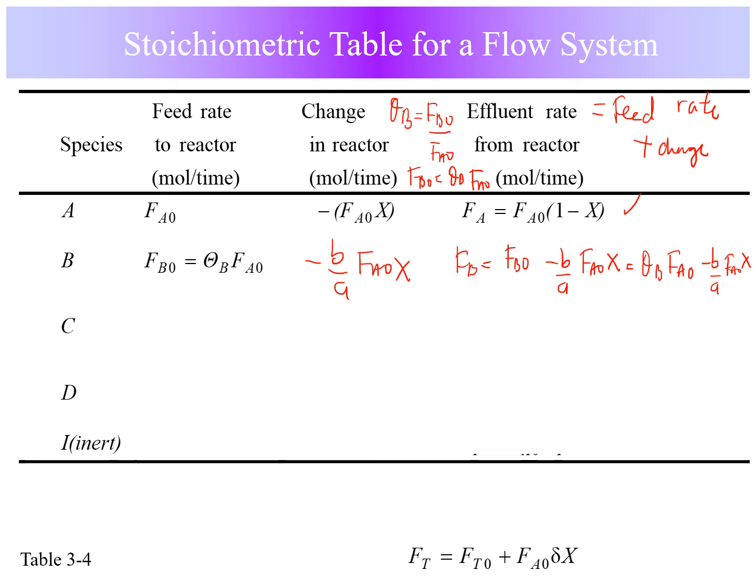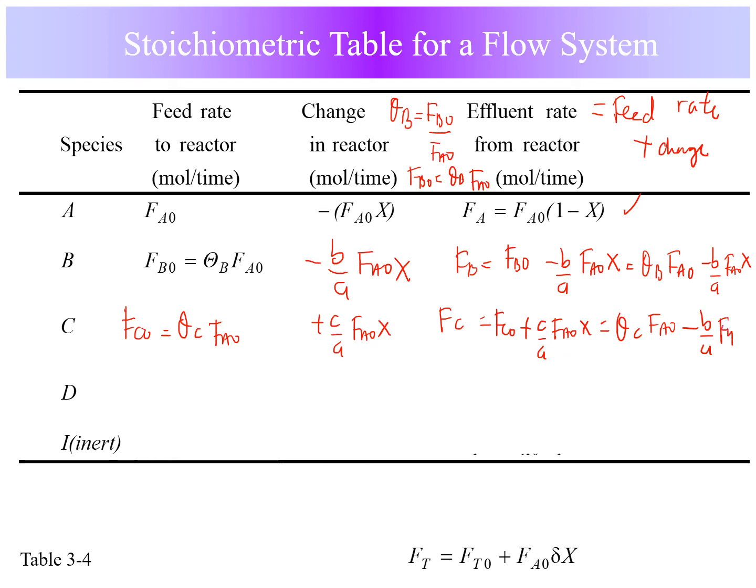And then for C, F_C0 is equal to theta_C times F_A0, and then this one is C over A times F_A0 X, and this would become F_C, which is equal to F_C0 plus C over A times F_A0 X. Remember, you change this one, so it becomes theta_C F_A0 minus B over A times F_A0 times X.